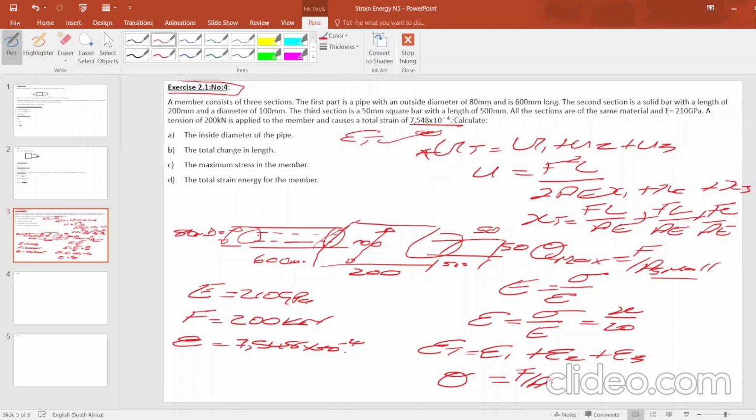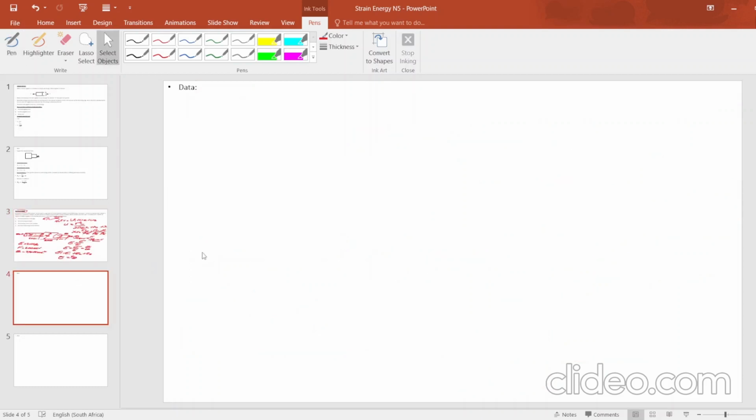They want us to calculate this diameter here, the inside diameter. Right. Now, let us go ahead and calculate that. In calculating the inside diameter, we will use this formula. The fact that we are given the total strain, we will say strain 1 plus strain 2 plus strain 3.